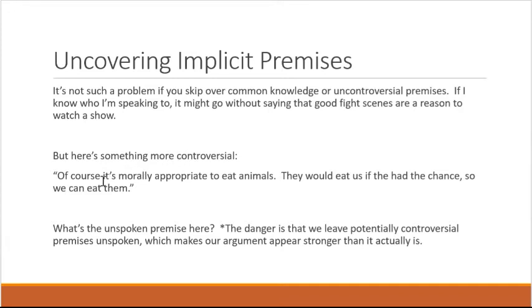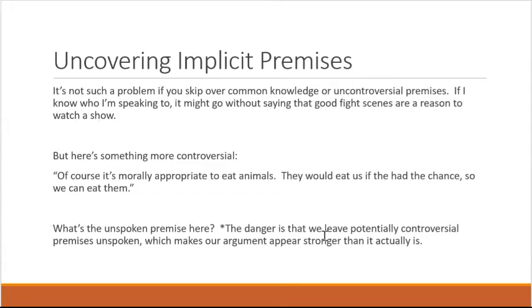So suppose someone says, of course it's morally appropriate to eat animals. They would eat us if they had the chance, so we can eat them. This is something I've heard quite frequently, but I think there's an unspoken premise here. See if you can find it. What is it? Well, the premise seems to be that if someone or something behaves in a way toward us, then it is morally appropriate to behave in that same way toward that person or thing. If you had that premise, then this would be a complete argument.